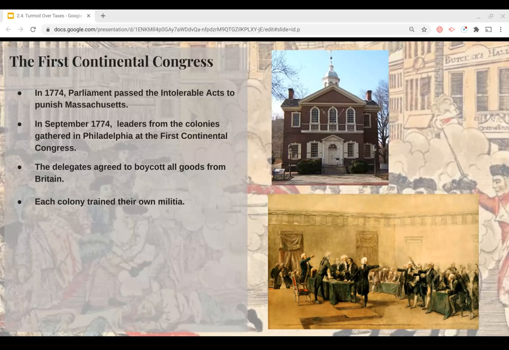Now, keep in mind, no colonists at this point, or I should say very few colonists at this point, are talking about independence or fighting a war. They still want to negotiate peace with the British. That's their goal. The idea of becoming a new country, I'm not saying it hasn't crossed some people's heads by 1774, but it is definitely not a popular view.